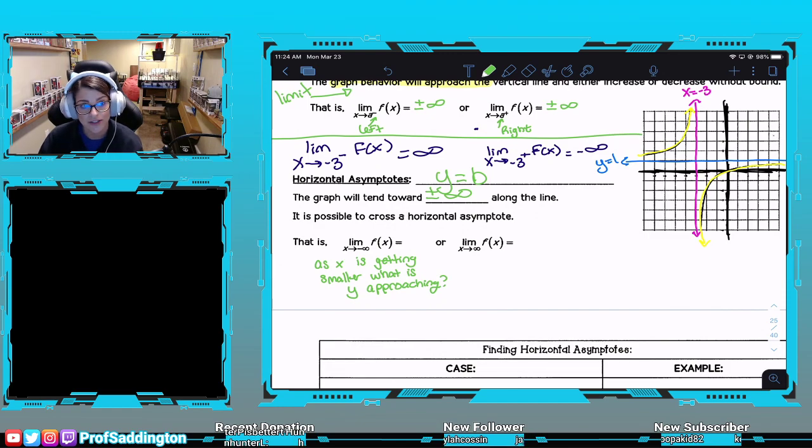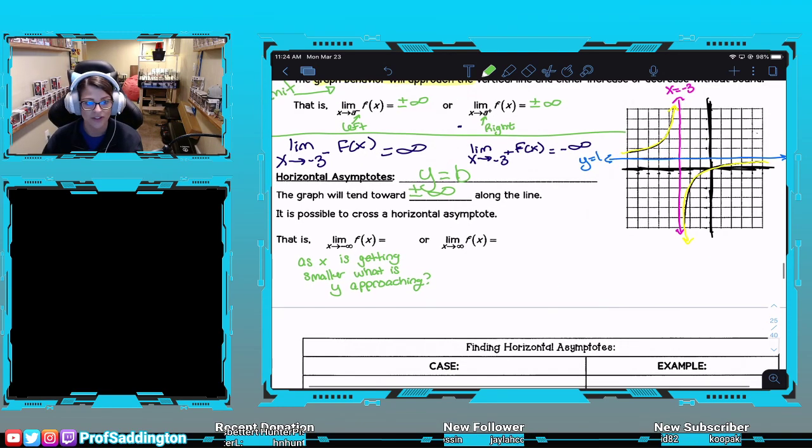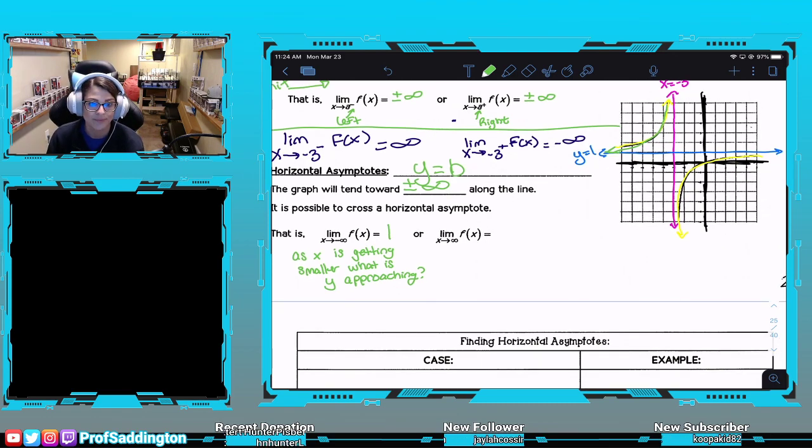So if we go on this graph again, if x is getting smaller, that means we're working our way to the left. So we go all the way to the left on this picture. The leftmost curve looks like it's getting closer and closer, but it's not actually going to touch that line y equals 1. So that's going to be a 1.